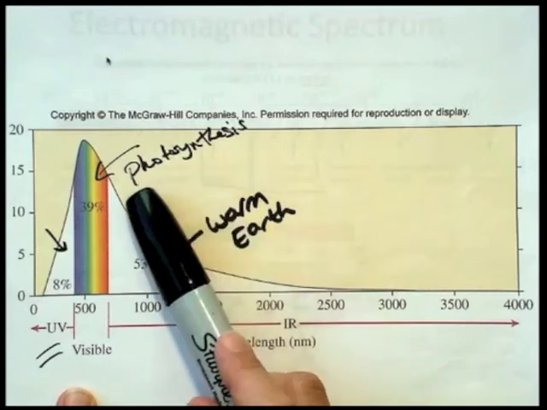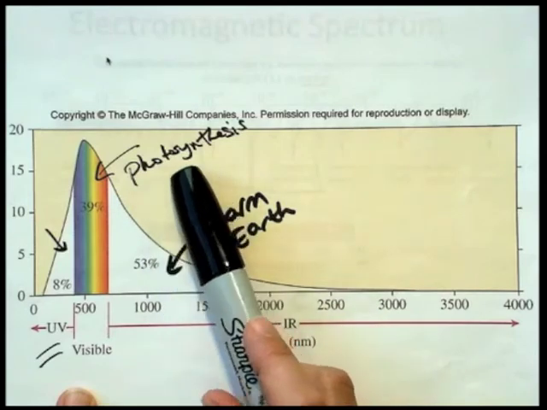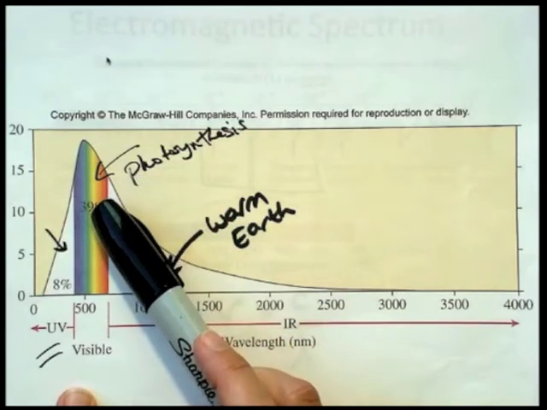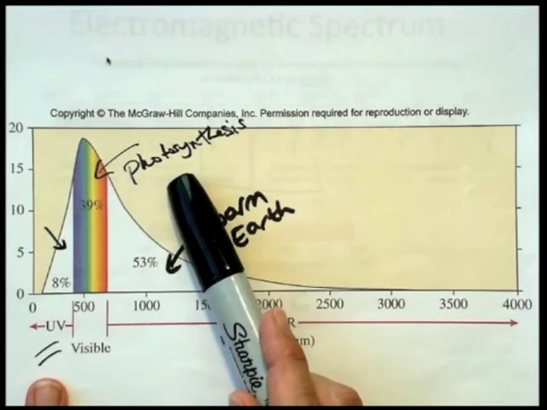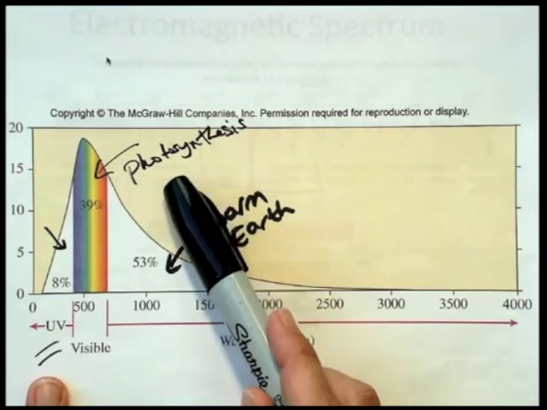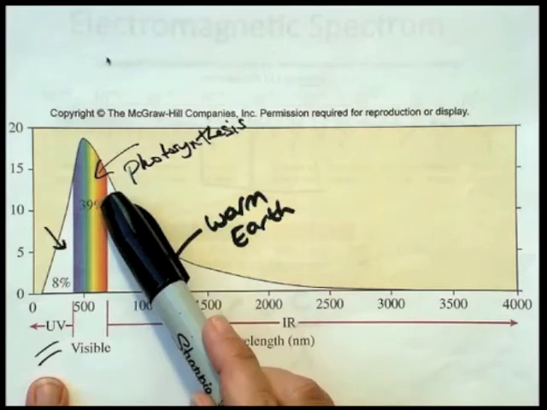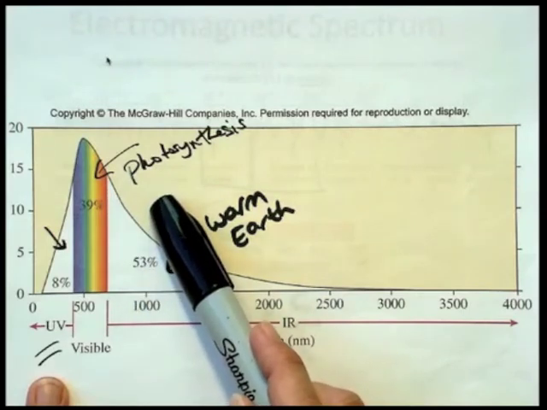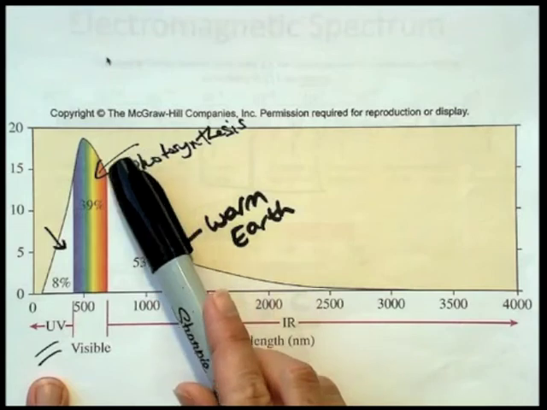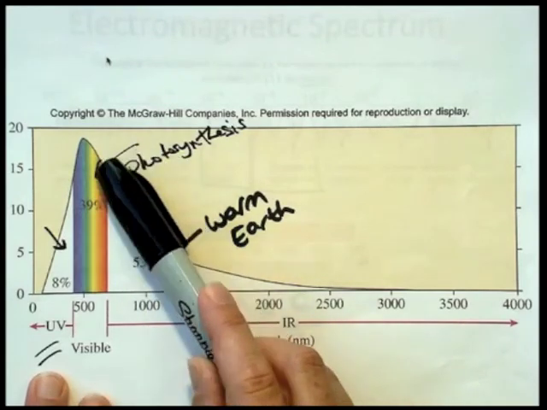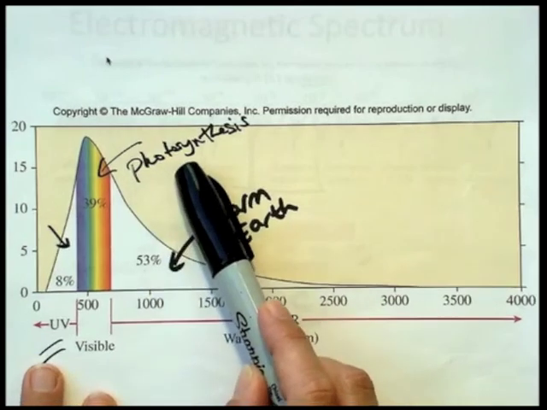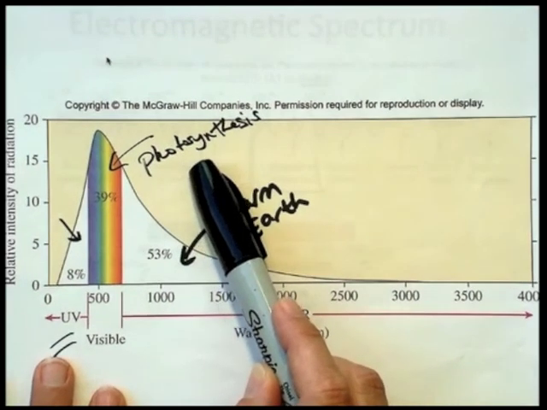Obviously we need light to see, but most importantly, the energy from the visible region is what drives photosynthesis. That's how the energy from the sun gets into living systems, via photosynthesis, where we take the visible energy and convert it into storage in the sugars.